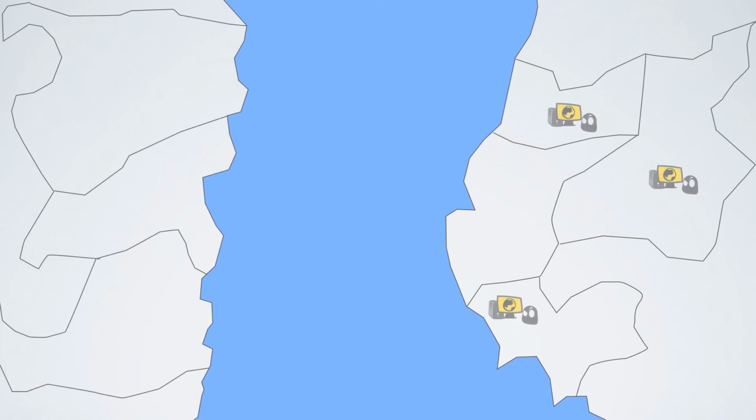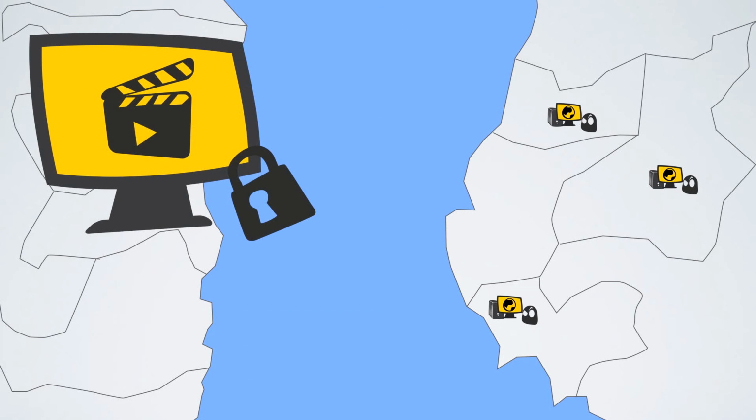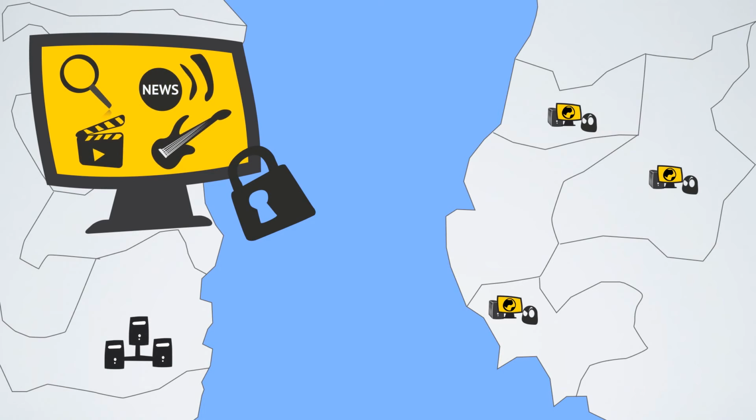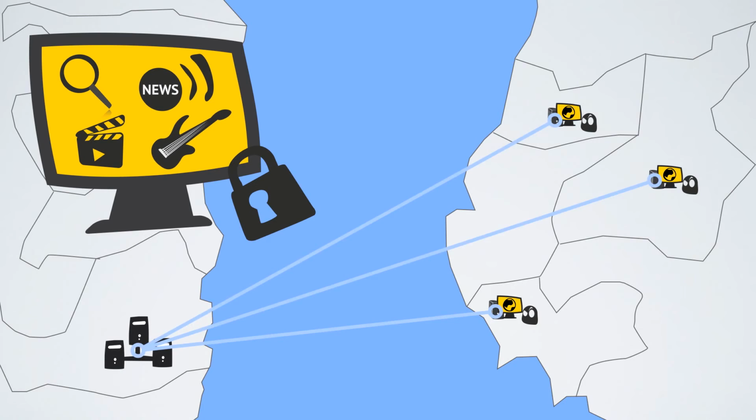Because of geolocation, some online content, such as videos, music files, news, search engines, and so on, may be unavailable from certain countries and locations. Using a VPN service allows you to log into a server located in a place from where the content is available. And voila, you have access to previously blocked content.